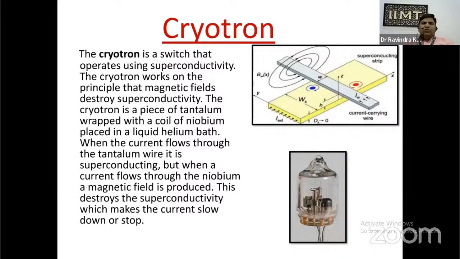We can use them in the cyclotron also. The cyclotron is a switch that operates using superconducting. It works on the principle that a magnetic field destroys superconductivity. Now, when the current flows through the tantalum wire, it is superconducting. But when a current flows through the niobium wire and a magnetic field is produced, this destroys the superconducting, which makes the current slow down or stop. So it can be used as a switch also.